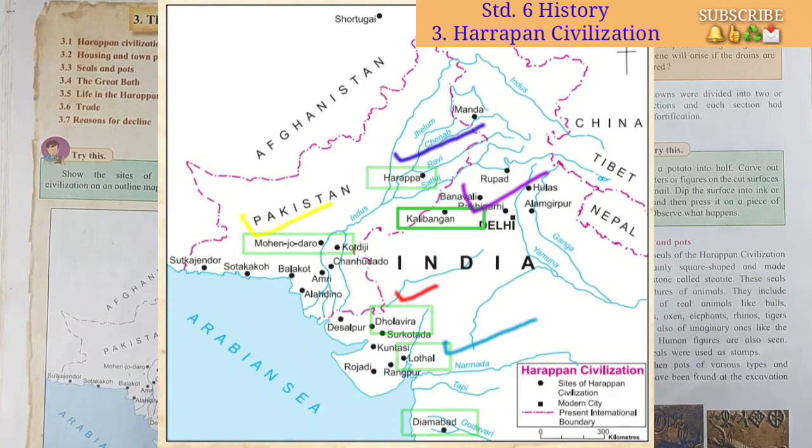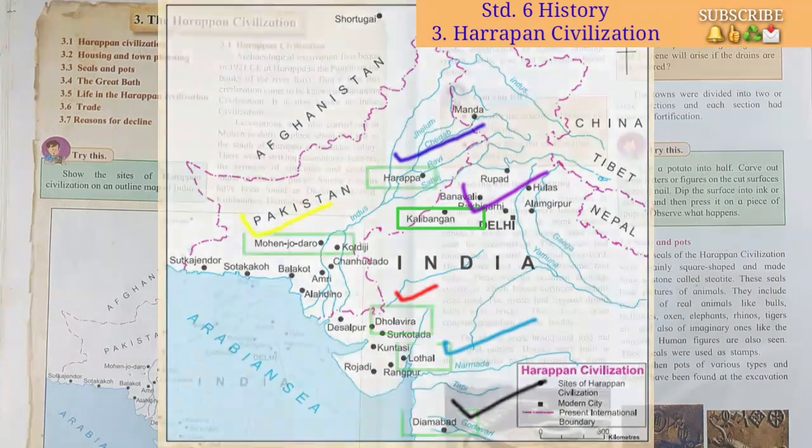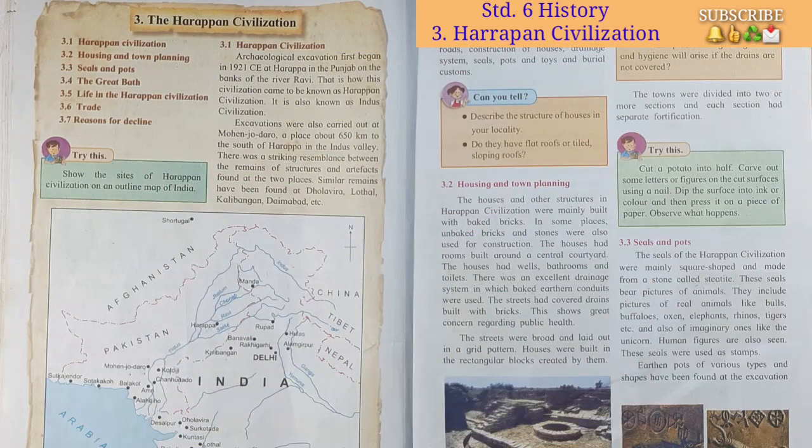Okay, as well as Daimabad. Where is Daimabad? Daimabad is in Maharashtra state. Okay, students. So here also we have found some remains of structures and artifacts that resemble the Harappan civilization as well as the Mohenjo-daro civilization. Okay, students, in detail we are going to study the structures, artifacts, trade, housing, seals, pots and all these things.